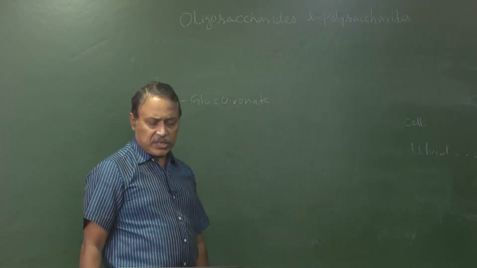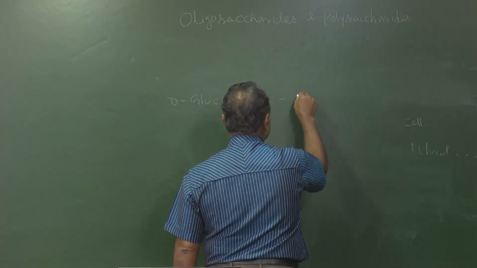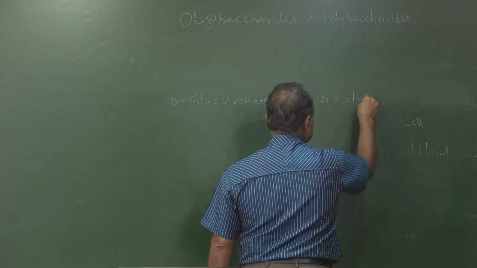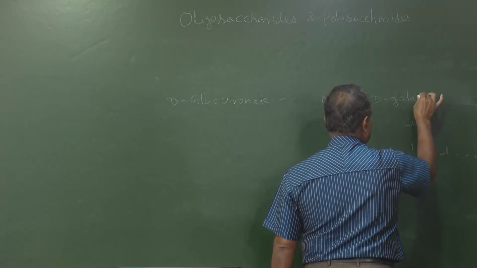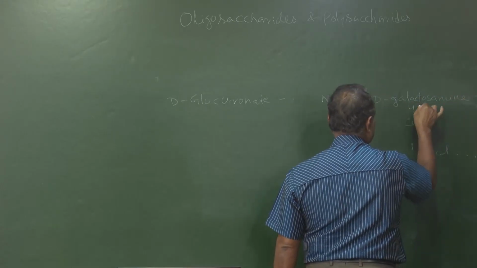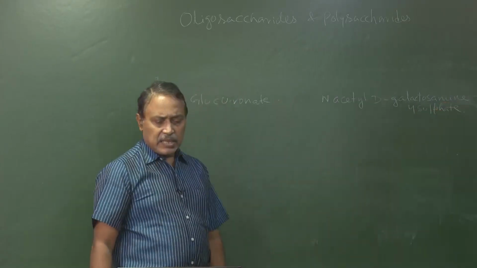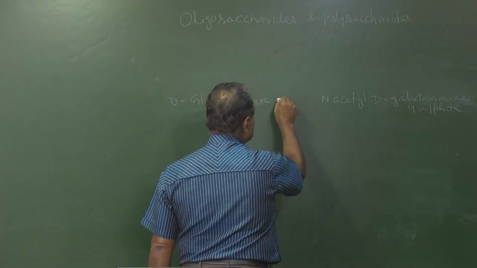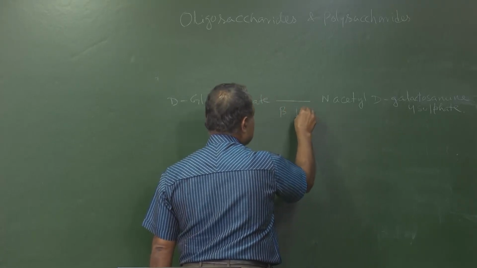D-glucuronate, and to this there will be N-acetyl D-galactosamine 4-sulfate. So what is the linkage? The linkage will be beta 1,3. These two are joined by this linkage, beta 1,3.